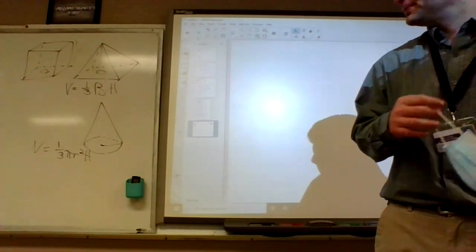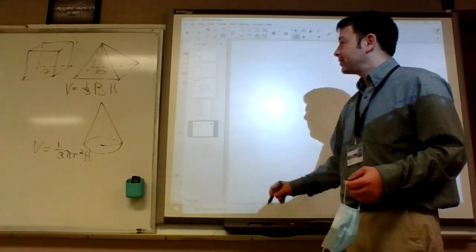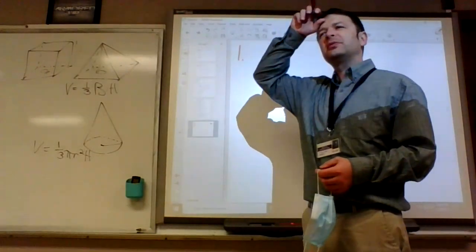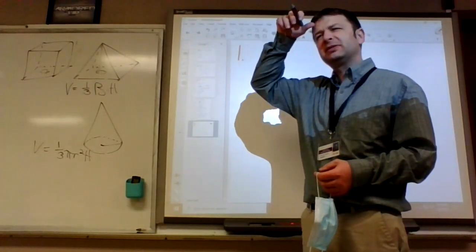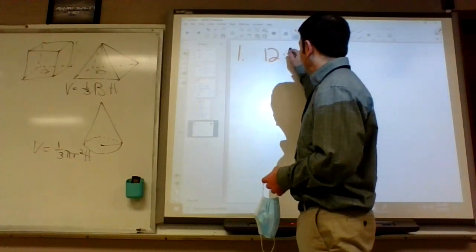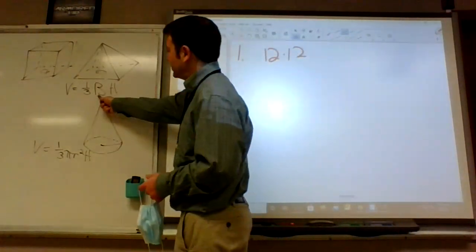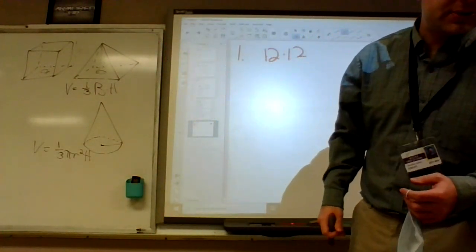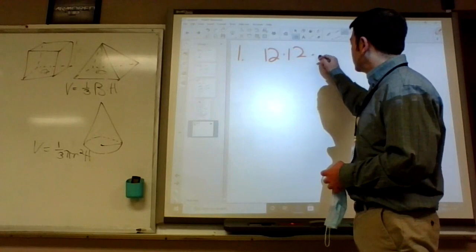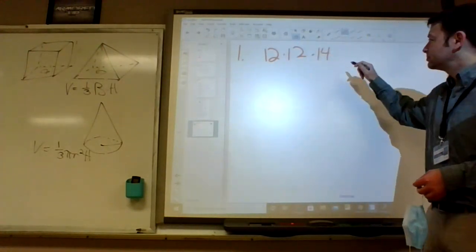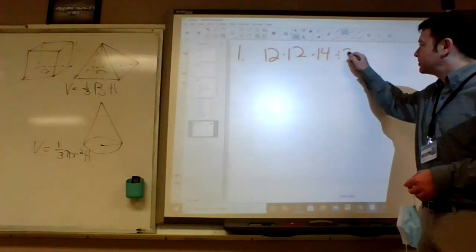It's a square. 6 is half the base. Oh, it's 12. So, what's the area of the base, Josie? It's 12 times 12. Okay, that'll give us the base. So, that's that part. The height they just tell us was 14. And so that's base times height. What am I missing? Divide by 3.